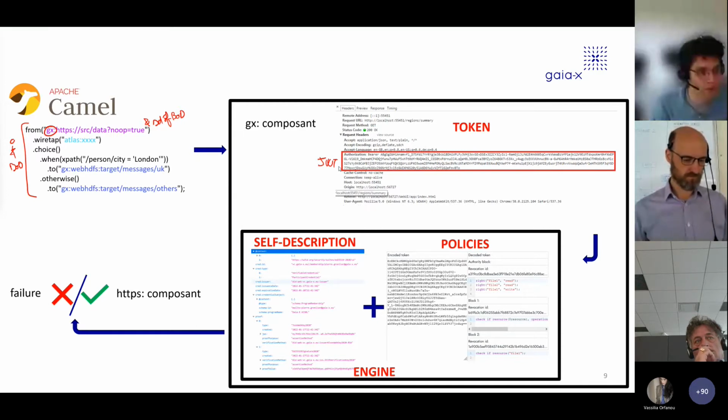There is a question in the chat about the cloud wallet. We are using, as part of the lab, the Vault ID cloud wallet, which is an SSI kit for a cloud wallet.